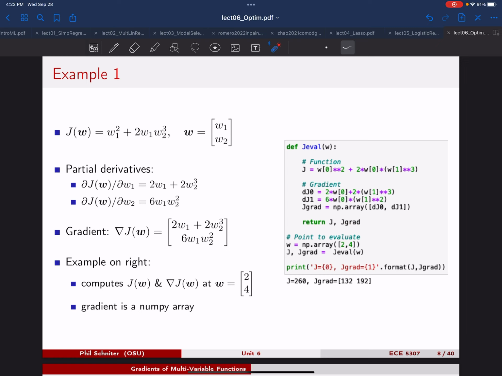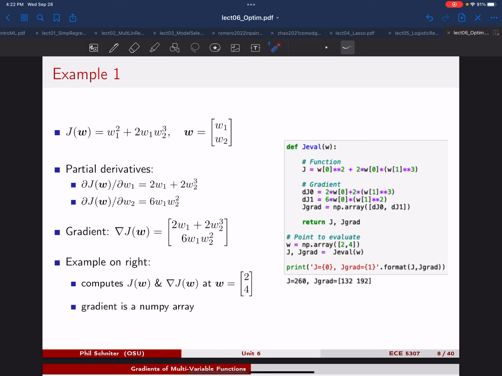And if we want to run this function, we would first need to create a w vector. Here we just choose one with values 2 and 4, just arbitrary values, and then we call our function, and it returns j and j grad, and then we can print those out, and these are the values we get.